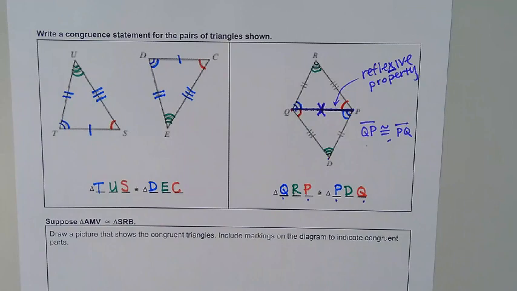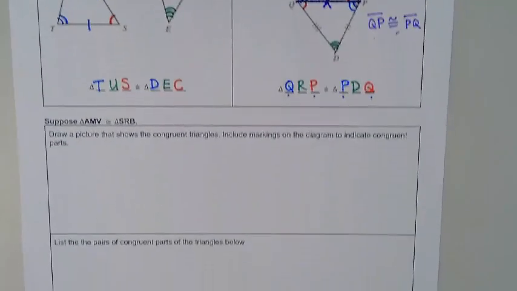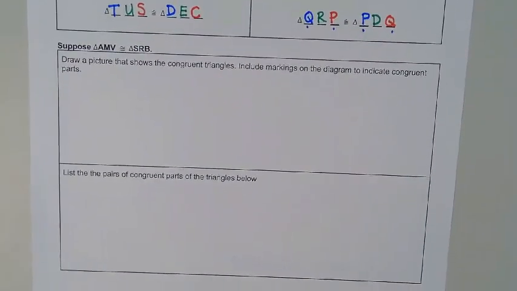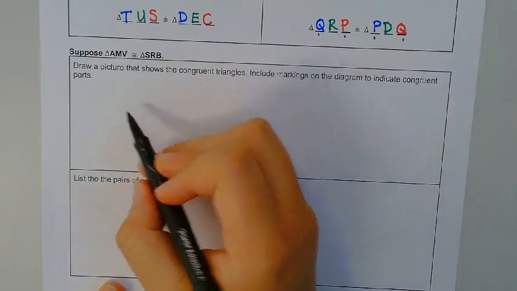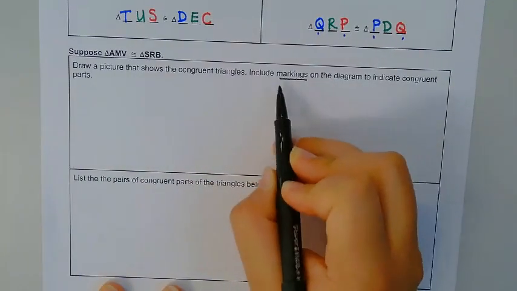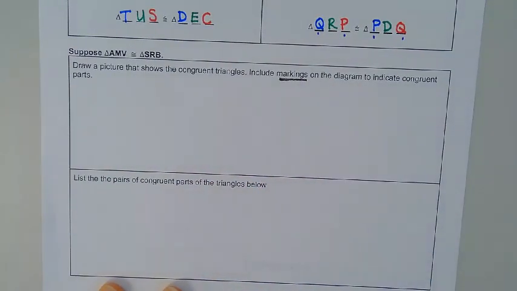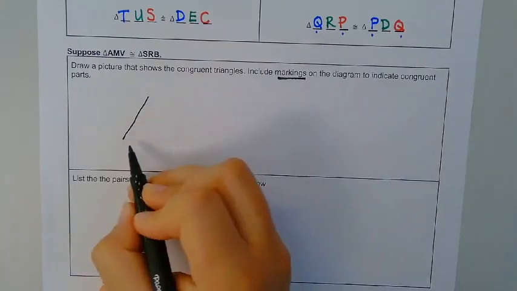All right, let's get some practice on the next section here. It tells us, suppose that triangle AMV is congruent to triangle SRB. So if we have those two triangles congruent, let's draw a picture to show that those triangles are congruent. And then I want to include markings to indicate those congruent parts. So make sure you're always including your markings here. I'm just going to draw any two triangles.